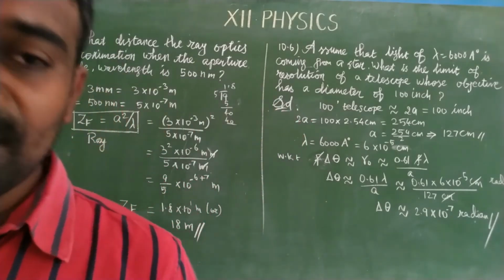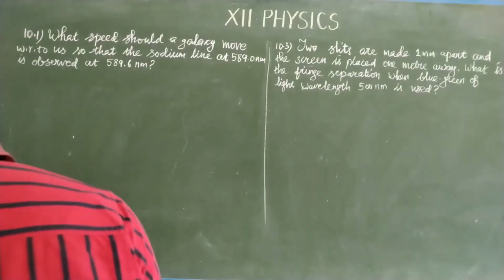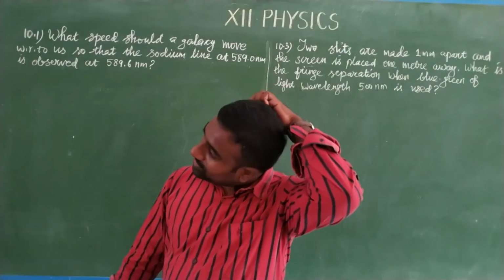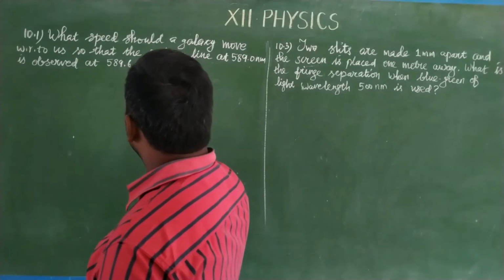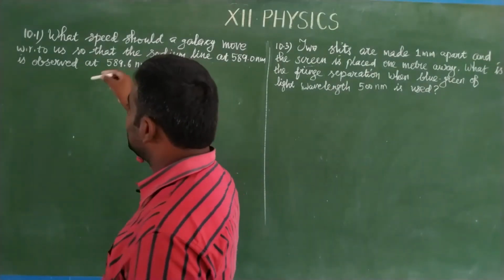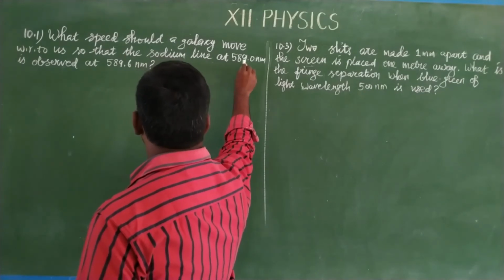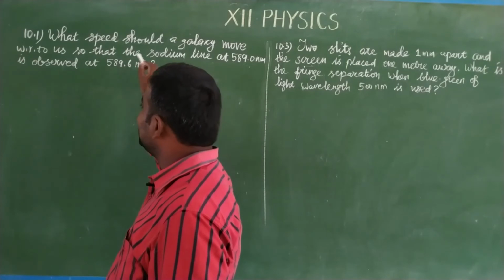Moving to the next question. Next question, that is from the first example. Once again we are coming from the Doppler effect. This question is related to the Doppler effect. Look at the question. What speed should a galaxy move with respect to us so that the sodium line at 589.0 nanometer is observed at 589.6 nanometer.